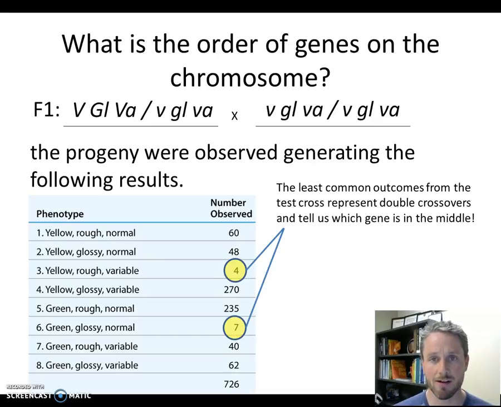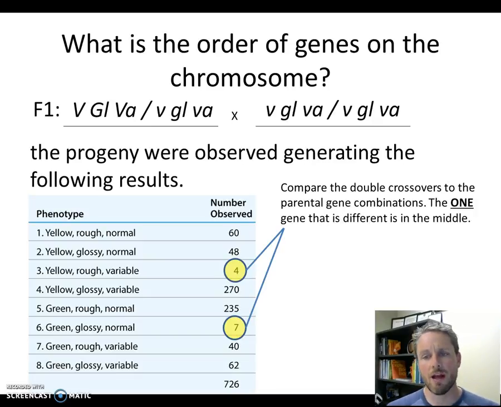So how does that work? Well, all we have to do is to compare the double crossovers to the parental gene combinations. So we're going to compare genotypes. And then the one gene that is different is the one that's in the middle. So this is a rule that we're going to follow.